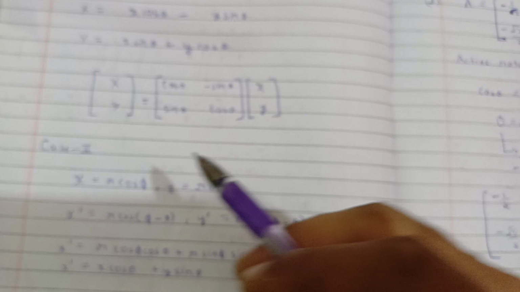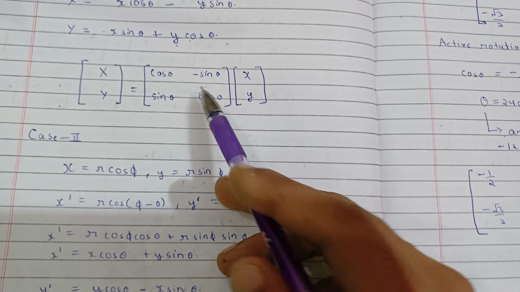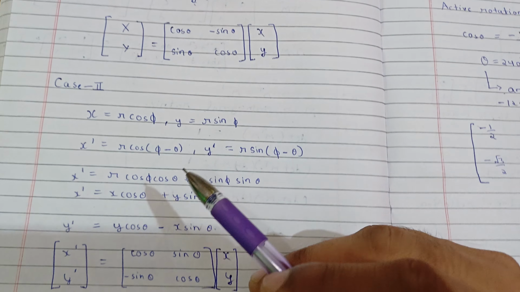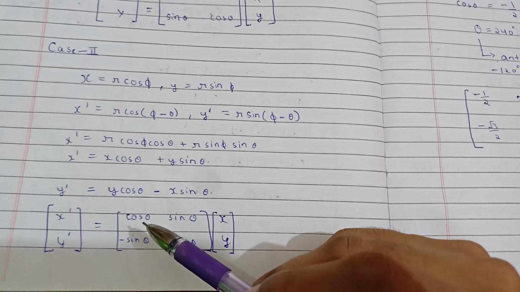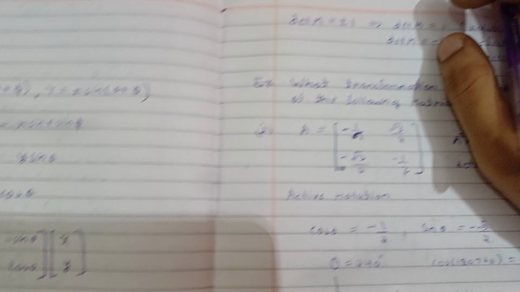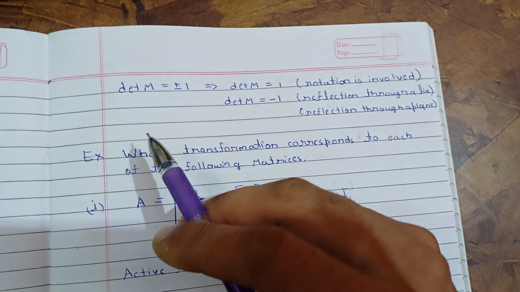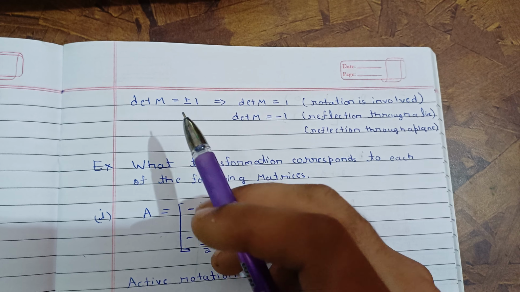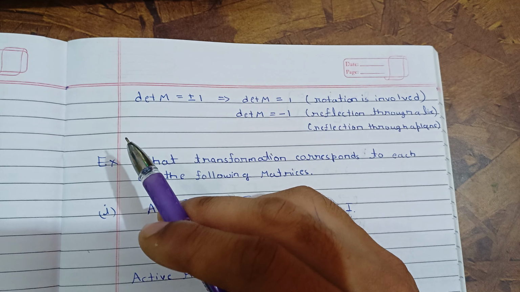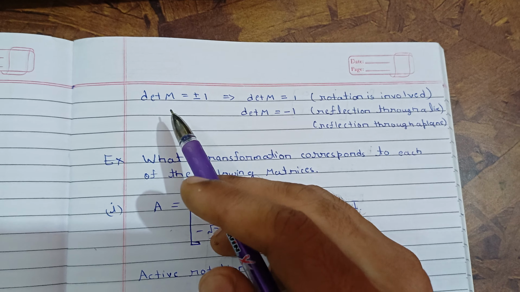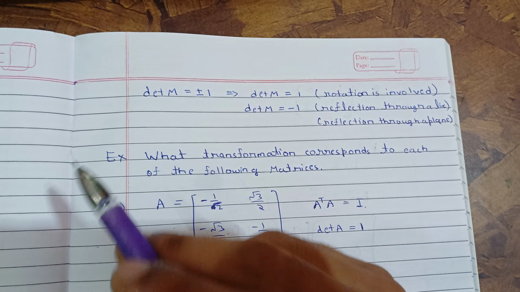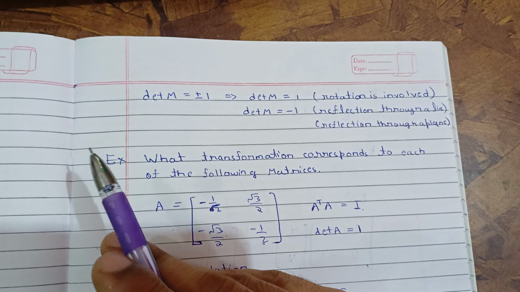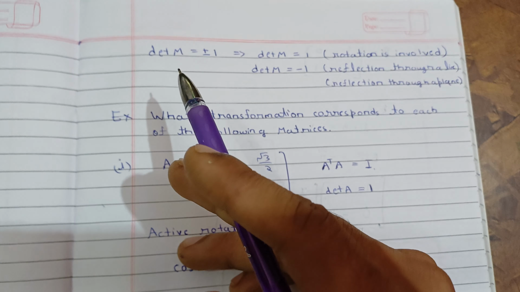From here you can see that if we find the determinant of these matrices, it will be plus 1. Cos square theta minus this will be plus 1, and also the determinant of this is plus 1. So here are some results. If the determinant is plus or minus 1, then in that matrix, rotation can be involved or reflection can also be involved. This is a new term, reflection. Not that new, you know about reflection.